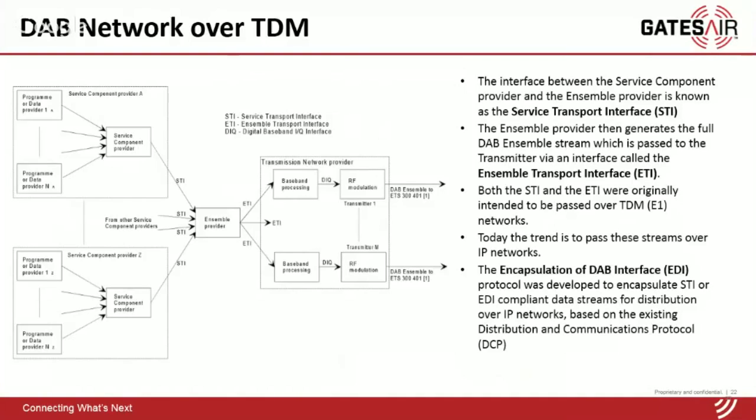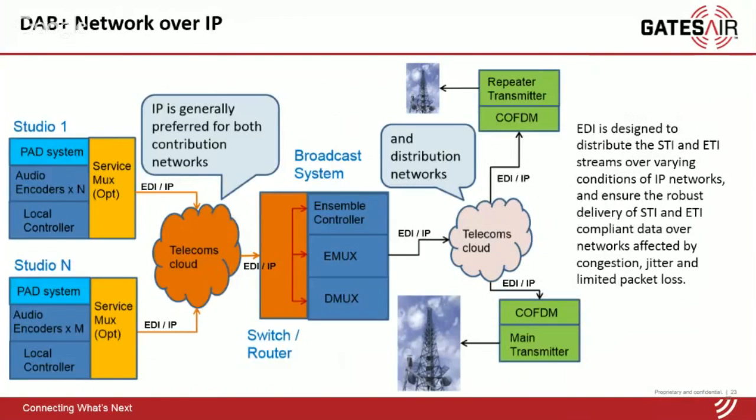The EDI stream was developed to encapsulate both of those STI and ETI streams into an IP wrapper, or a wrapper that could go into the IP, better way to put it, so it could be transmitted over IP networks using the DCP, or Distribution Communications Protocol, standard internet, standard IP transmission. There's been quite a bit of work done on that recently. So now the network looks a little more like this.